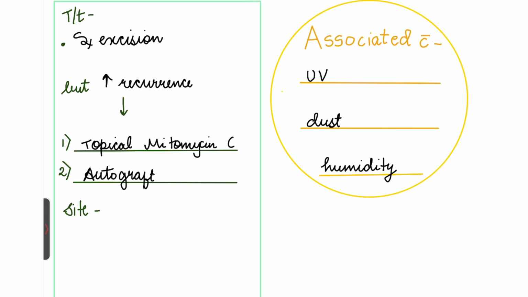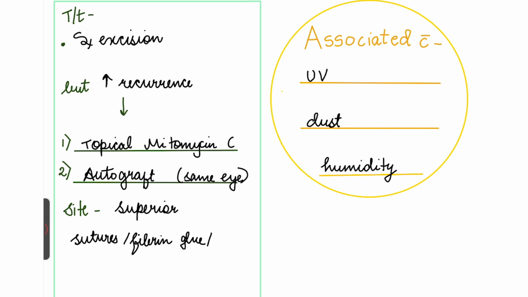This autograft is harvested from the same eye. Autograft is self-graft, right? It is extracted from the same eye. The site is usually superior and it is fixed with the use of sutures, fibrin glue, and autologous serum.